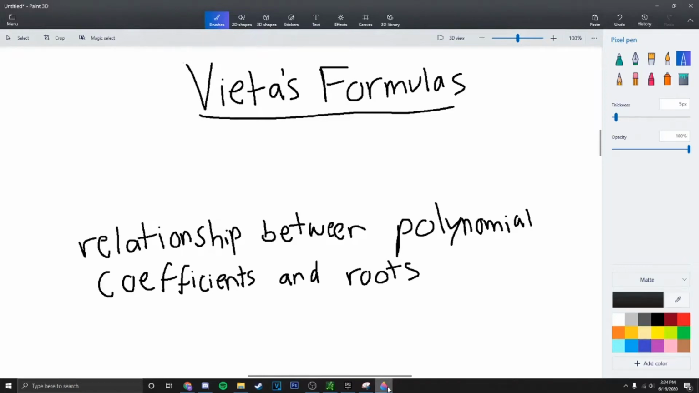Hello, today we'll be talking about Vieta's formulas and how to use them to solve some problems. So first, let's talk about what Vieta's formulas allow you to do. They basically determine a relationship between a polynomial's coefficients and a polynomial's roots.